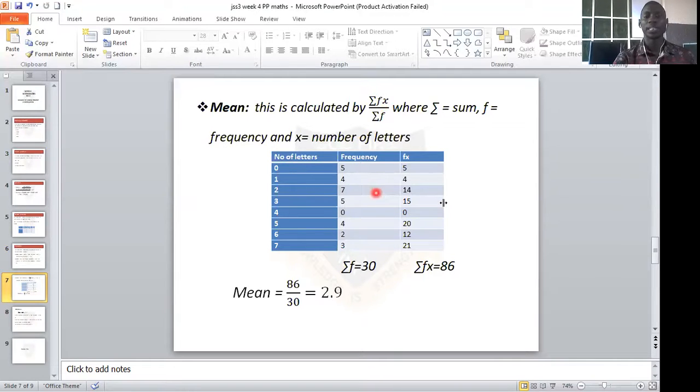3 times 5 will give you 15. 4 times 0 will give you 0, and 5, 6 and 7. So the summation of the frequency is what? 30. The 30 houses is the frequency. And the summation of the product fx, we add this together: 5 plus 4 plus 14 plus 15 plus 20, 12, will give what?